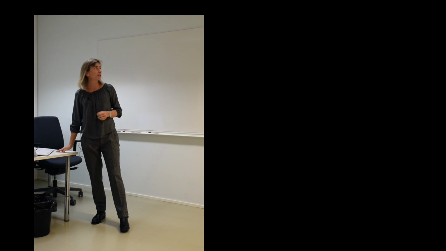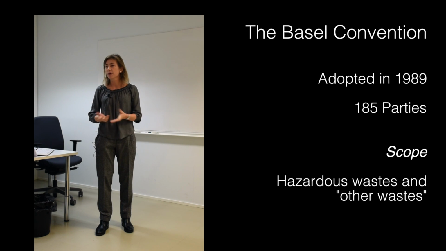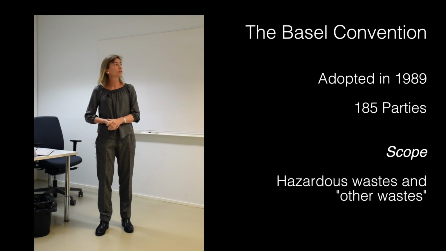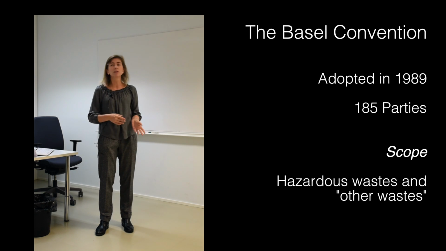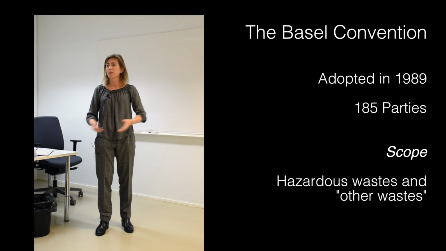In a nutshell, the Basel Convention's scope is hazardous waste and what is denominated "other waste." Other wastes are actually household wastes. So when you combine household waste with what may be hazardous for human health or the environment, you can imagine that the scope is really huge.